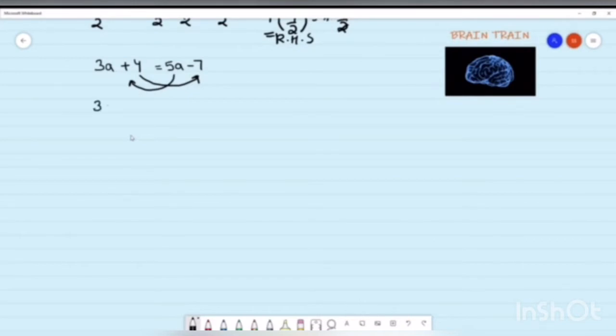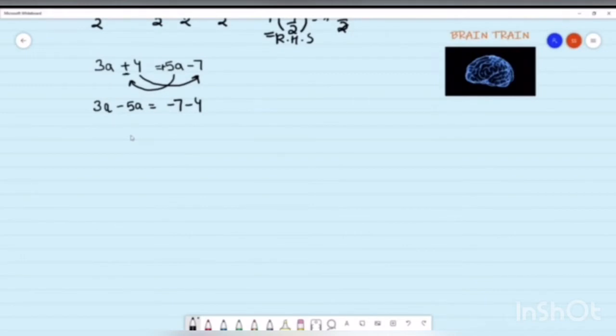So 3a, we'll take 5a this side. Here it is positive, so when we bring it to the left hand side, it will become negative. Negative 5a is equal to minus 7 minus 4. Why minus 4? Because when we bring it from the left hand side to the right hand side, we change this plus sign to a negative sign.